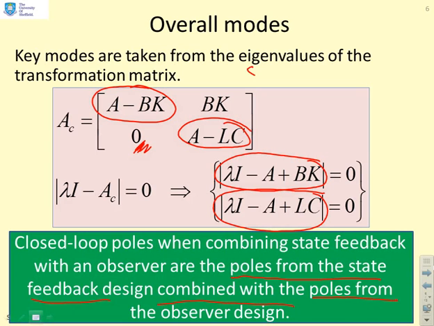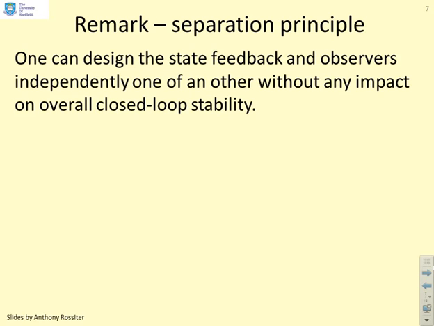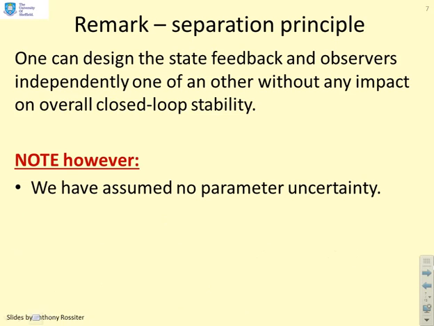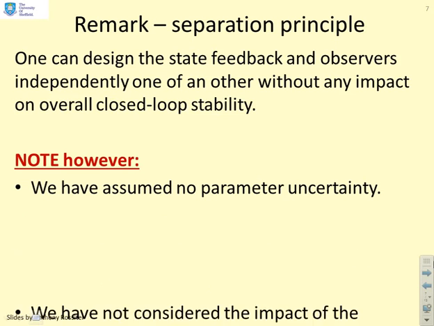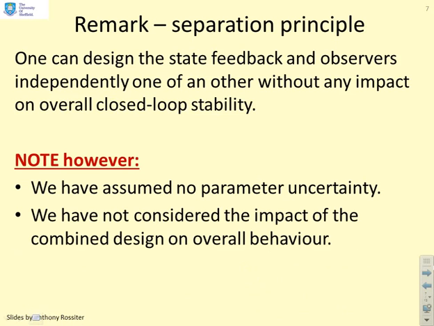And that's why people tend to use this word, the separation principle. You can do the two designs separately and you retain the properties of both. So we can design the state feedback and observers independently of one another without any impact on overall closed loop stability. We have, of course, assumed that there is no parameter uncertainty, and we've not considered the impact of the combined design on behaviour.